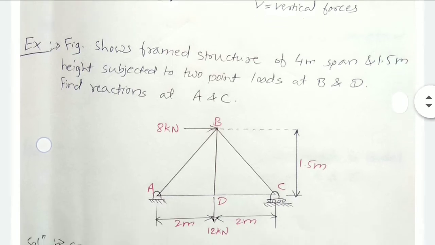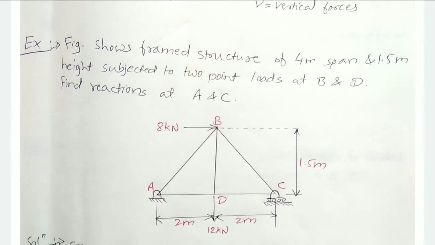This is a figure which shows the frame structure of 4 meter span and 1 meter height, subjected to 2 point loads at points B and D. Find the reactions at A and C. We are given 2 point loads. At point B, 8 kilonewton, that is a horizontal load. At point D, 12 kilonewton in the downward direction, and it has the 4 meter total length.